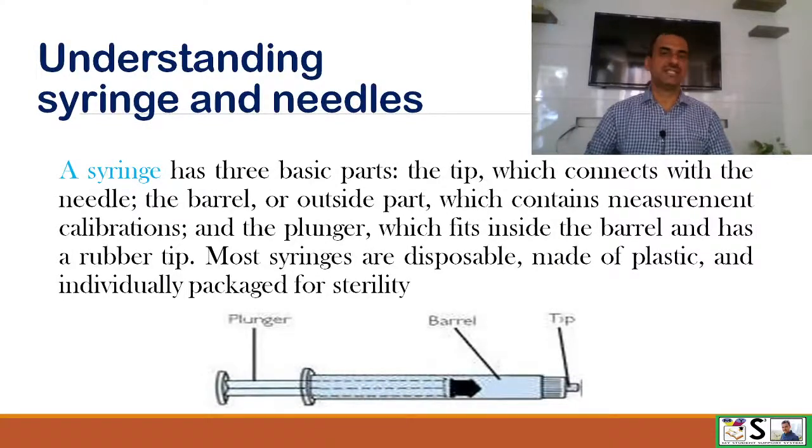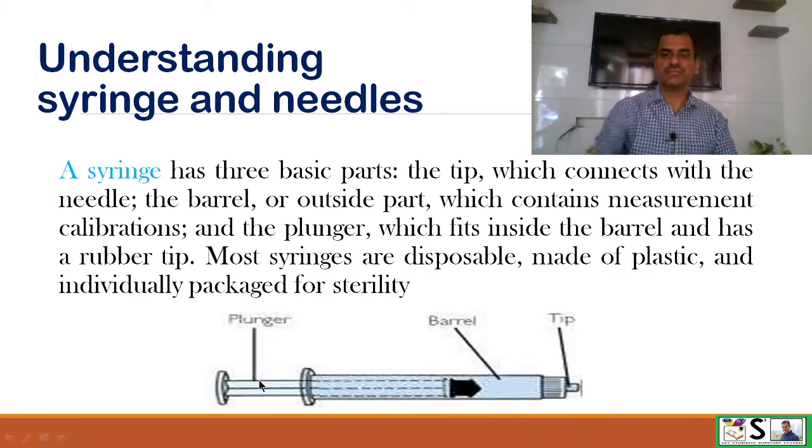Understanding the syringes and needles. A syringe has three basic parts. The tip, which connects to the needle. Then the barrel, which is the outside part and contains measurement calibrations like 1 ml, 2 ml, 3 ml, 4 ml. And the plunger, which fits into the barrel.